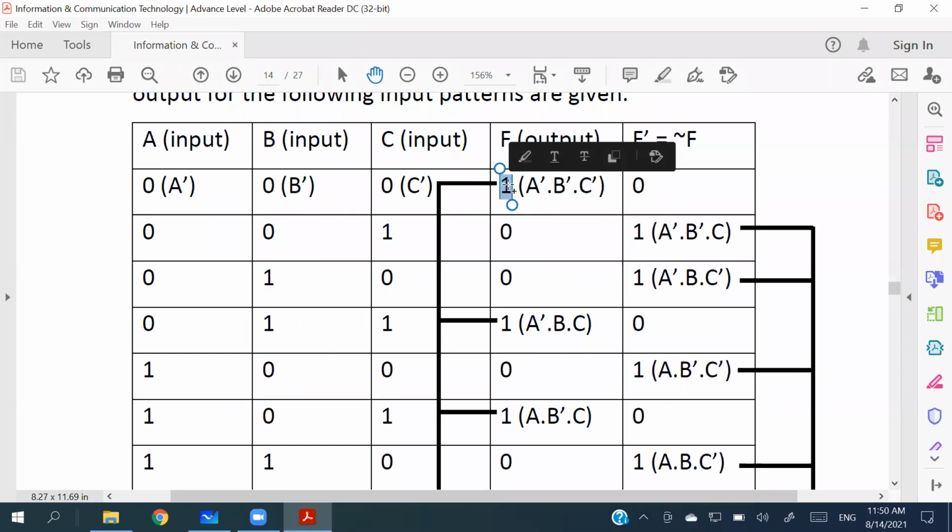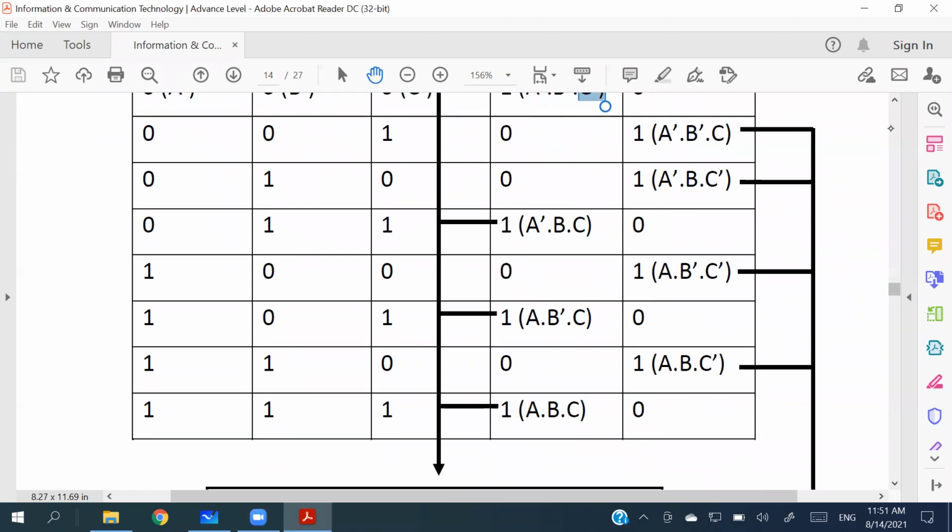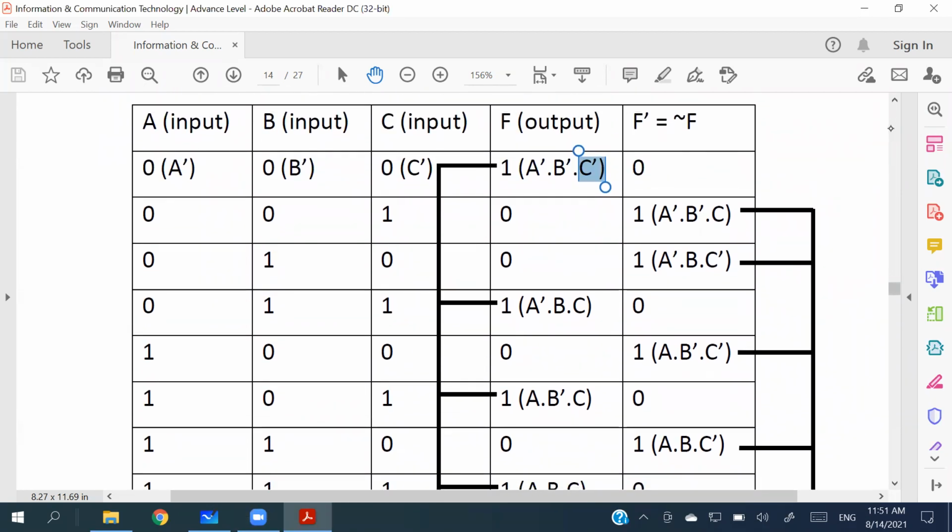So we are going to consider this one as a term of the SOP, and that 1 has the input combinations of 0, 0, and 0. So which indicates A bar, B bar, and C bar. So we write the term as A bar dot B bar dot C bar. Yeah, people, is that clear? Right, brilliant.